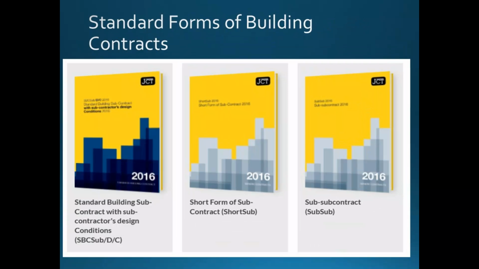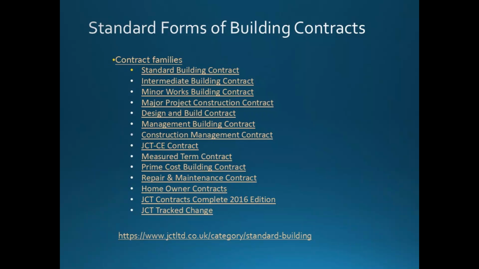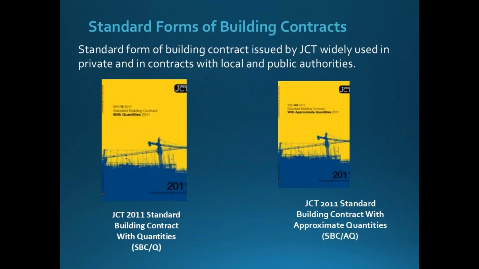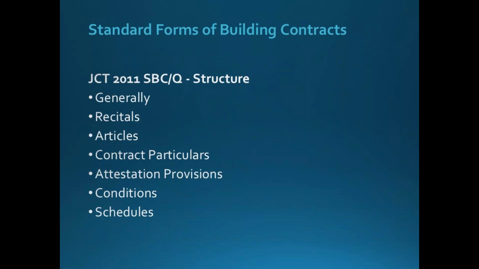JCT substantially revises and rewrites the family of forms every decade. The most recent suite is the 2016 version. Previous versions were dated 1998, 2005, 2009 amendments and 2011. These forms are considered to be the most popular construction contracts in use in the UK.